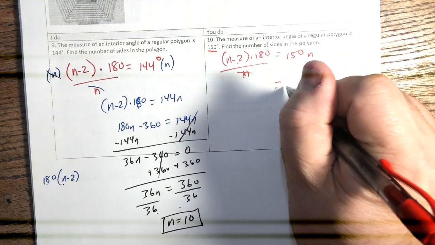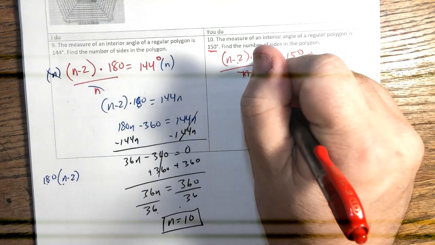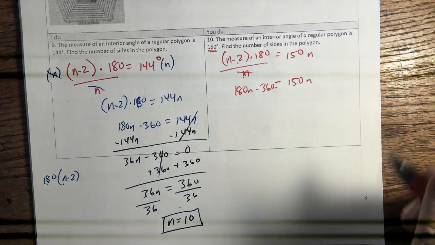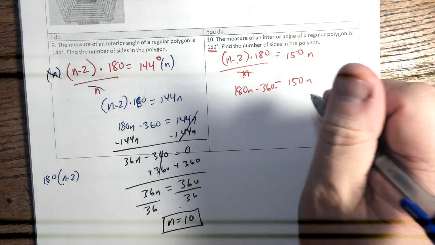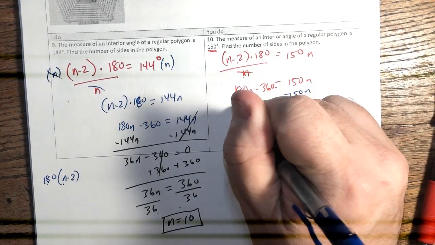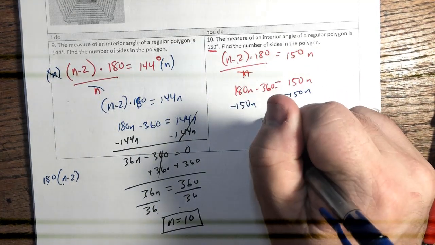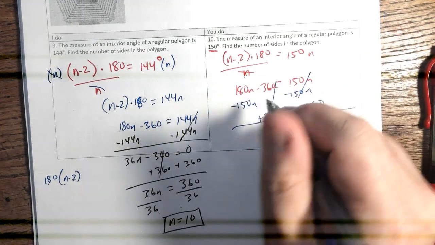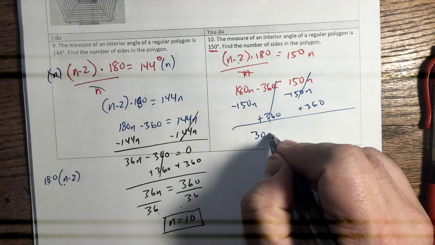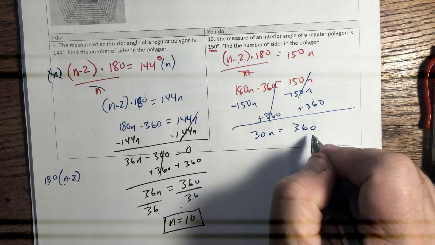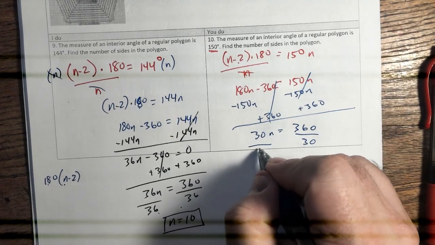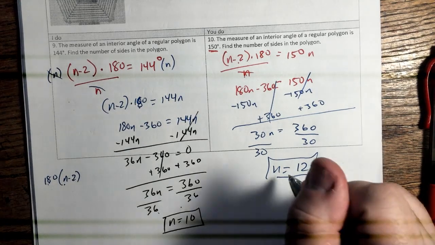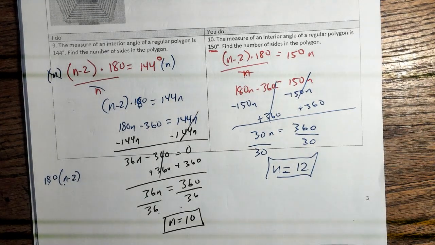n over here, 150n. We're going to go ahead and distribute this before we come down. So we've got 180n minus 360. We already know we're going to have to subtract 150n from both sides. I'm also going to add the 360 to both sides. So as I bring it down, this cancels, we're left with 30n equal to 360. Divide both sides by 30. And for this one, n is 12. Just took a little shortcut to get there.